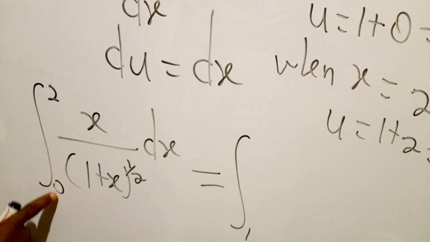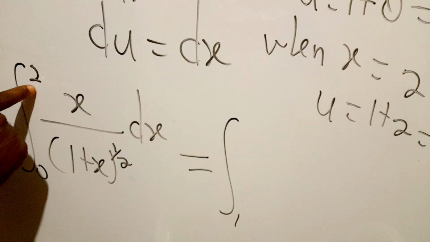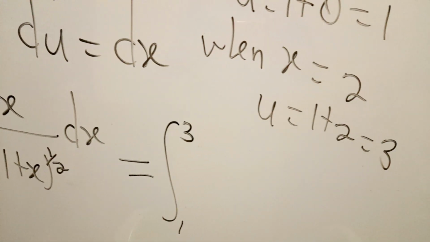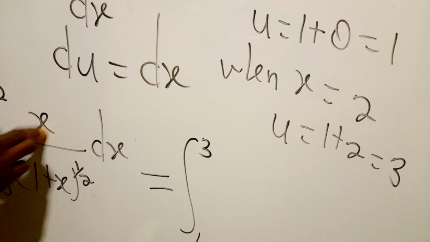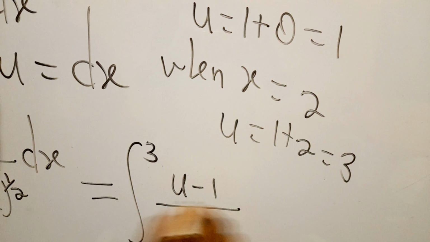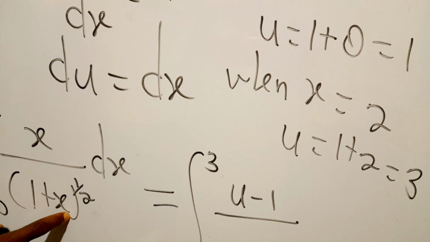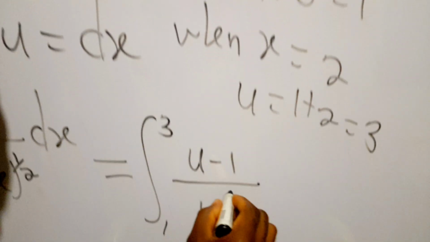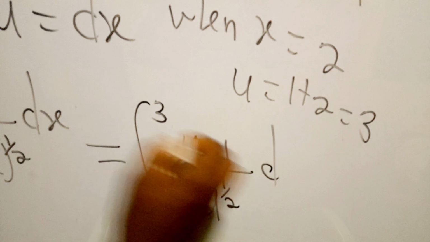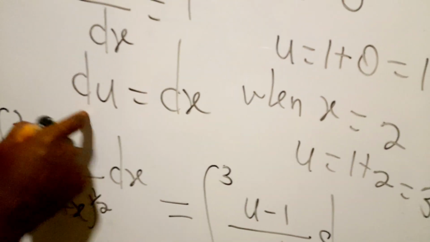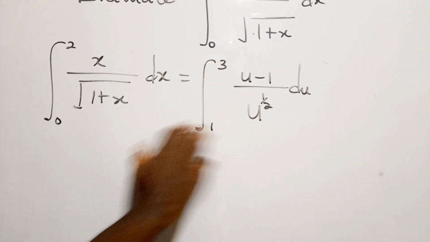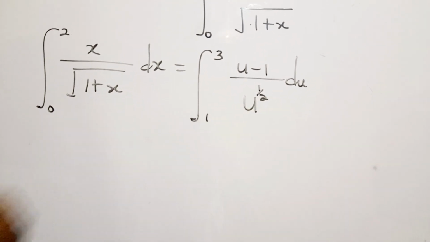So having gotten that, we can say the integral spanning from 0 to 2 of x all over (1 plus x) exponent half dx will be equal to the integral spanning from 1, that's when x is 0, u is 1, and when x is 2, u will become 3. So spanning from 1 to 3 of, in place of x, we substitute u minus 1. So u minus 1 over, now 1 plus x is u, so we can say u exponent half. Then our dx is du. So having gotten our equivalent integral, now we will evaluate that.